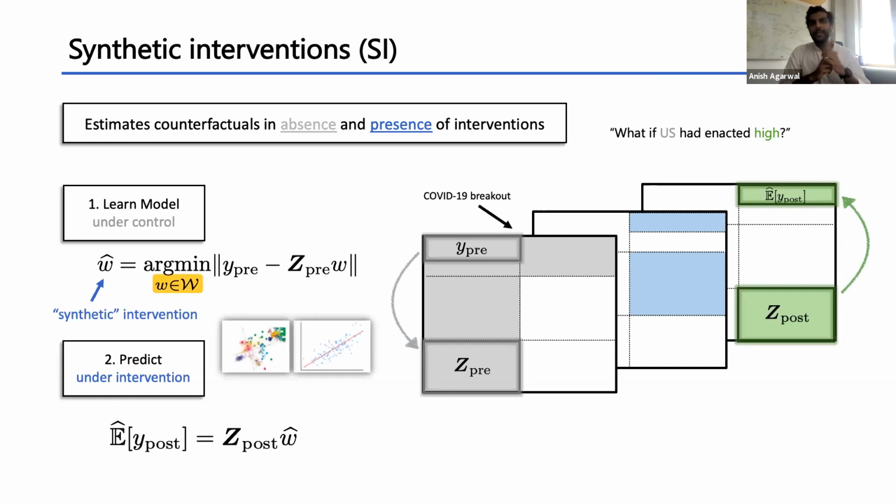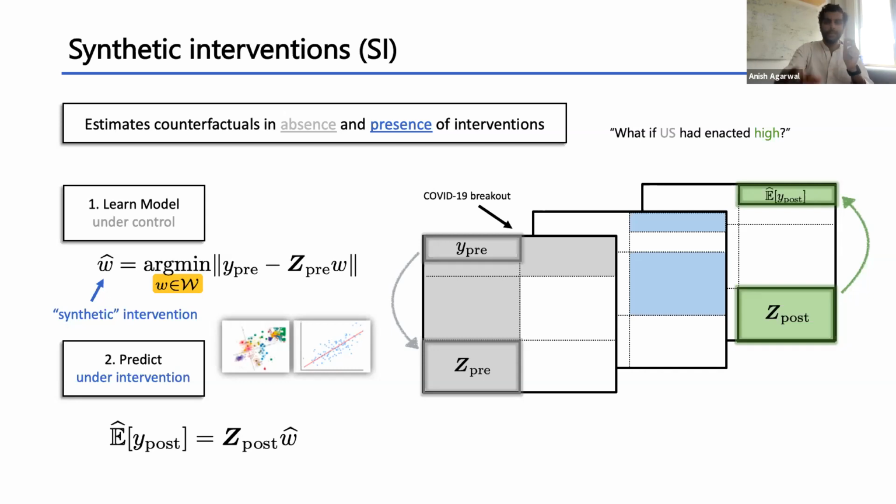So in these previous works, we saw that they restrict capital W to be the simplex. In our case, we propose that we restrict W to lie within the linear space spanned by the first k singular vectors of Z pre, where k is a hyperparameter. So it's a linear constraint that we put on the model learned. And I'll talk about in a second why this is a good idea.